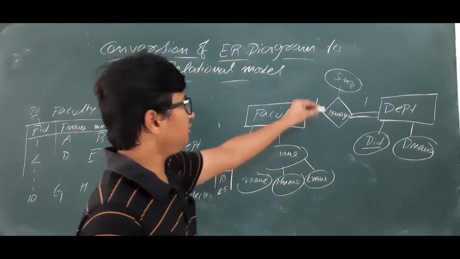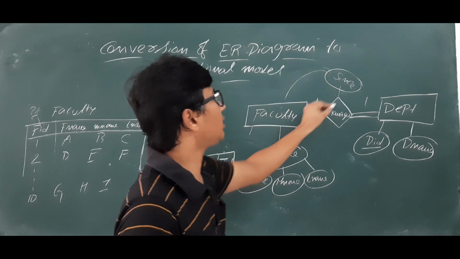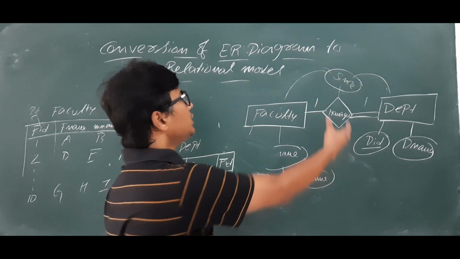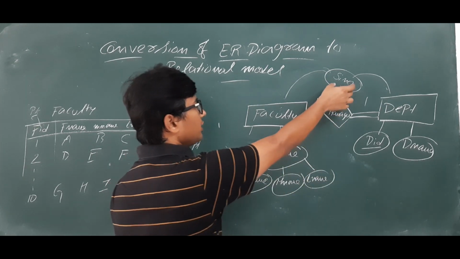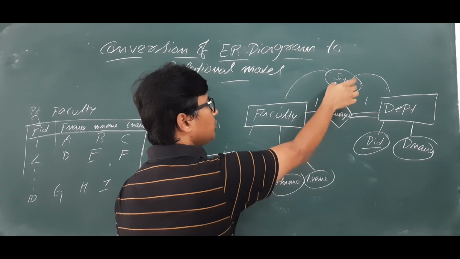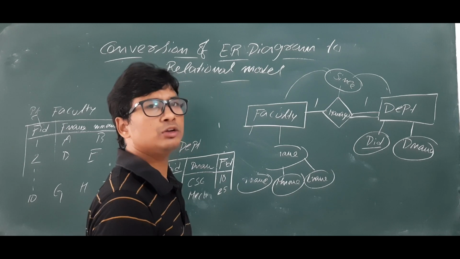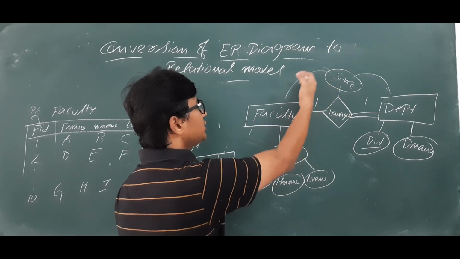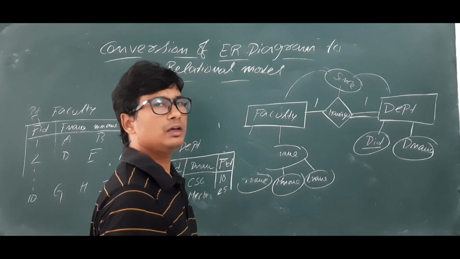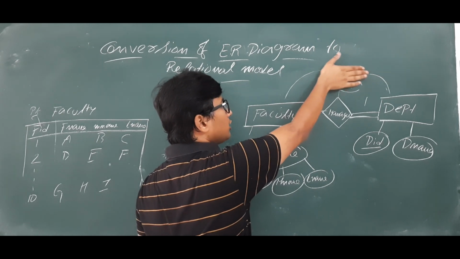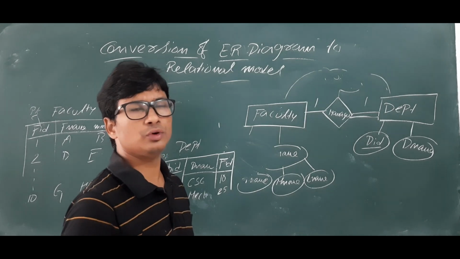How can I reduce? If I can shift this attribute to any of these entities, either to here or to here, then I no need to create a separate table for this managers. Are you able to understand? In the example whatever I have taken, the attribute is there for the managers. As it is there, you can create a separate table. But if I want to be a better designer, I will try to shift this attribute to the entity called faculty or to the department. If I do it, then there will be no attribute for this relationship called managers. Then you can manage with only 2 tables. You don't need to have 3 tables.